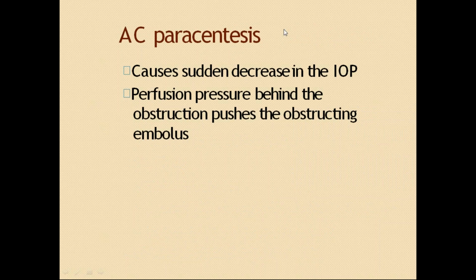Coming to the third option is anterior chamber paracentesis. What is anterior chamber paracentesis? We give just a stab incision in the cornea near the limbus into the anterior chamber. So what happens when we do that? The aqueous will flow out and there will be a sudden decrease in the intraocular pressure. So when this happens, the perfusion pressure behind the obstruction releases the emboli.